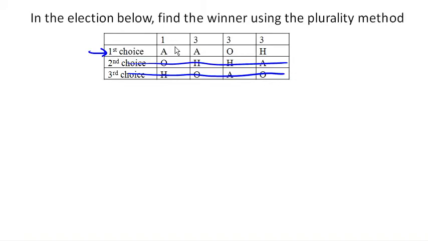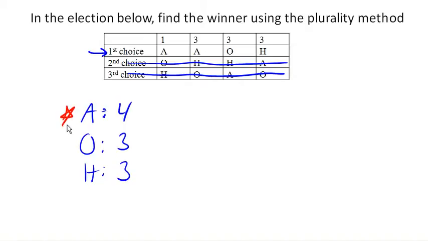So notice here that A got 4 first choice votes, 1 here and 3 here. O here got 3 first choice votes, and H got 3 first choice votes. And so the winner under plurality method is A. Notice, however, that 4 votes out of 10 is 40%. So this is not a majority. This is what's called a plurality, and hence the plurality method.